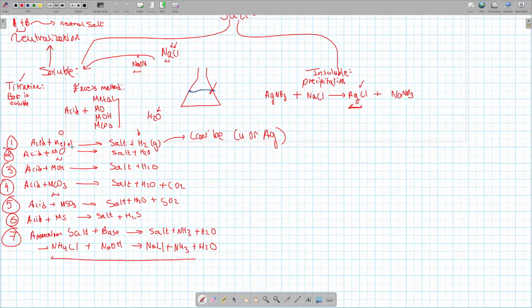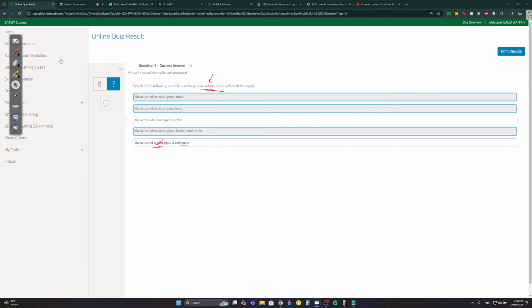To get a soluble salt, you have these reactions. Acid plus metal, acid plus metal oxide, acid plus metal hydroxide, acid plus metal carbonate, acid plus metal sulfite, and then acid plus metal sulfide. And then ammonium salt plus base. These are the 7 ways to get a soluble salt. So acid plus metal is correct. It will get you hydrogen gas and salt. Acid plus base, obviously salt and water.